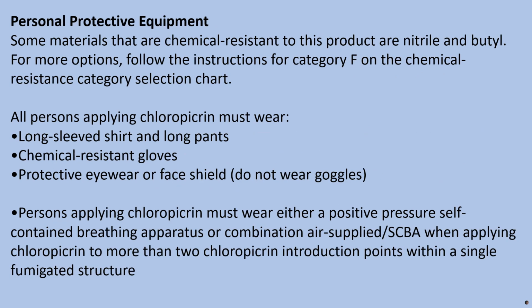Personal protective equipment. Some materials that are chemical resistant to this product are nitrile and butyl. For more options, follow the instructions for Category F on the Chemical Resistance Category Selection Chart. All persons applying chloropicrin must wear long-sleeve shirt and long pants, chemical-resistant gloves, protective eyewear, or a face shield. Do not wear goggles. Persons applying chloropicrin must wear either a positive pressure self-contained breathing apparatus or combination air-supplied SCBA when applying chloropicrin to more than 2 chloropicrin introduction points within a single fumigated structure.